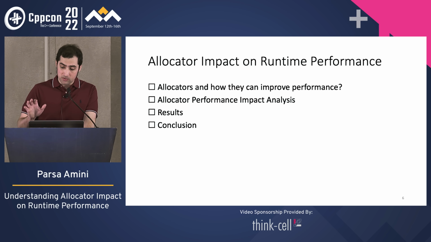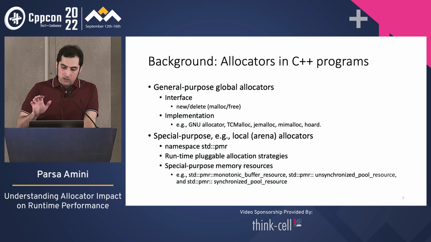As we've said before, the question we want to focus on is how do we analyze the performance impact of allocators? So first, let's take a step back and talk about allocators themselves. As you all know, there are general-purpose global allocators, like the ones provided by GNU libc, the thread caching allocator, tcmalloc, Jason Evans's jemalloc, mimalloc from Microsoft, and Hoard. You use them with new and delete, or malloc and free if you want to use the C API. Those are the interfaces you can access those implementations with.